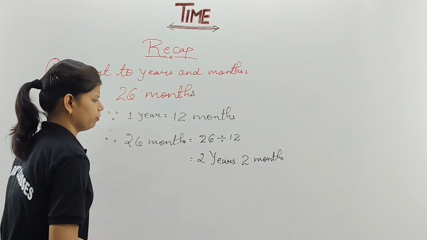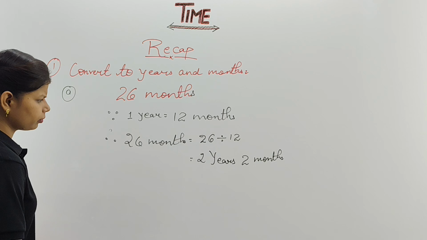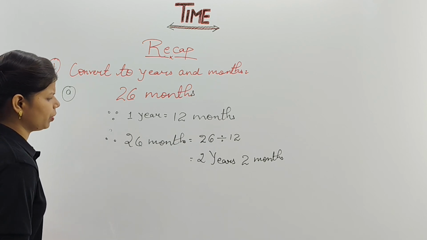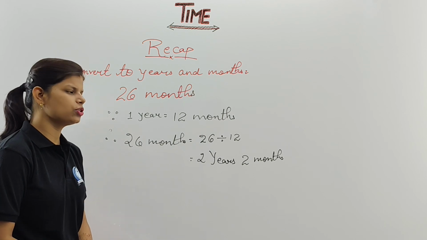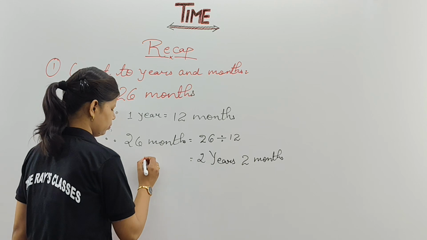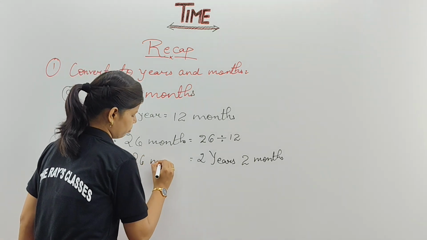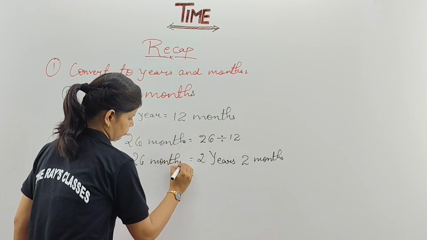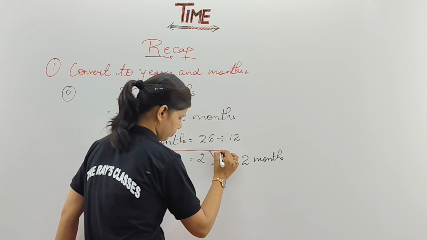This is the first way of conversion which we have not discussed in our previous video. So moving on, you can see the answer: 26 months can be written as 2 years, 2 months. This is also the expanded form of that. Here you can write 26 months equal to this one. Do you get it?